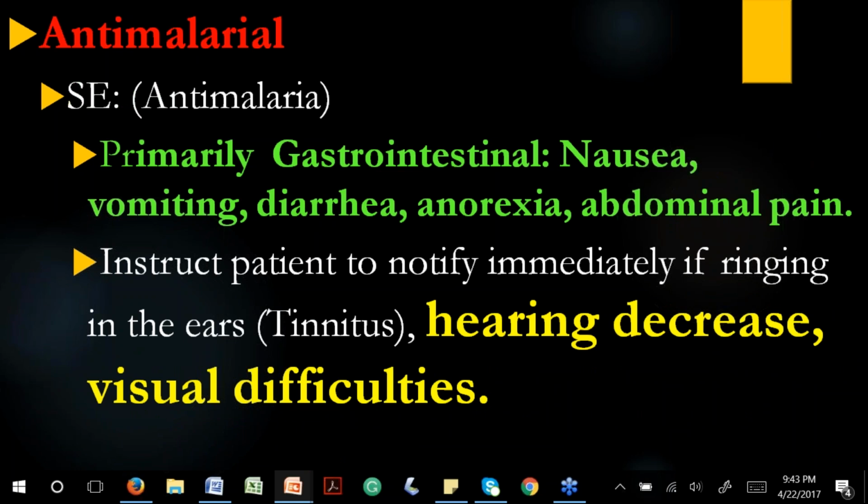All right, so we have side effects: gastrointestinal, nausea, vomiting, diarrhea, anorexia, abdominal pain. Okay, and the chloroquine, please, the chloroquine can lead into tinnitus. Tinnitus, you know what is tinnitus? It is a ringing of the ear. That means that you're losing your hearing.